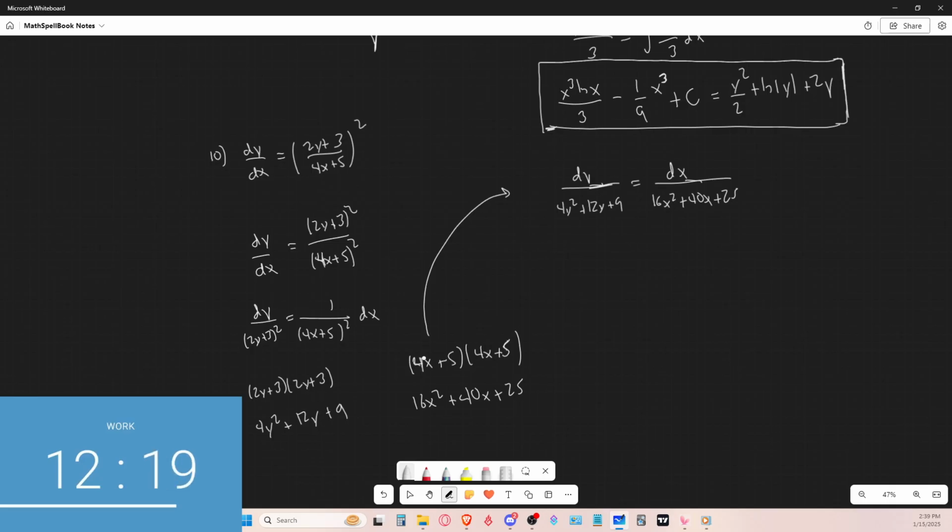Huh. But what must I do here? Should I have left it 2 squared? I mean, should I have left it in its square form? I know that there's some way to solve this. It's not coming to me. What am I missing? I'm missing something.